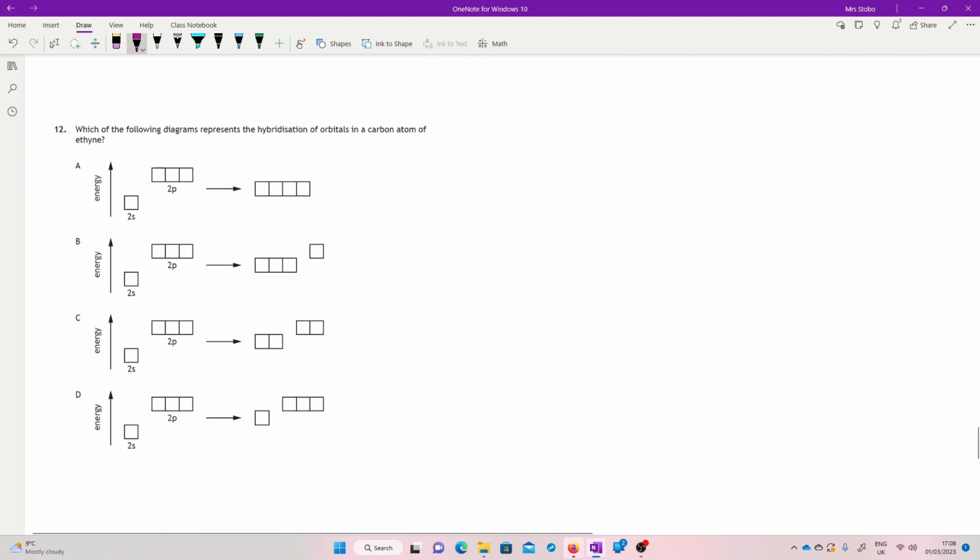Question 12, not the nicest. Which of the following diagrams represents the hybridization of orbitals in a carbon atom of ethyne? You should recognize this as ethyne. If we look at just one of the carbon atoms, let's look at this one here and ignore the other one.